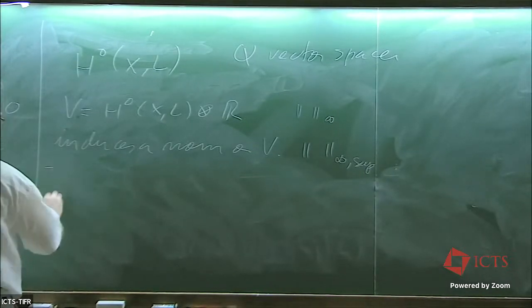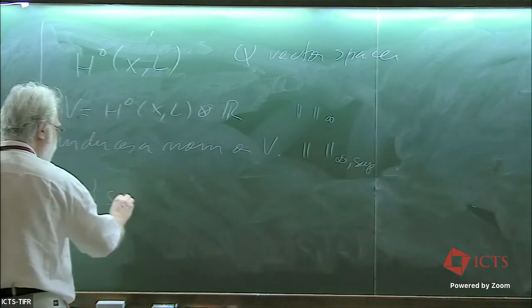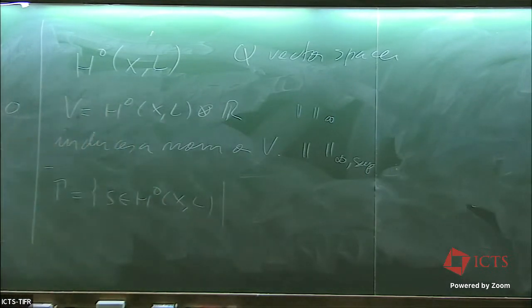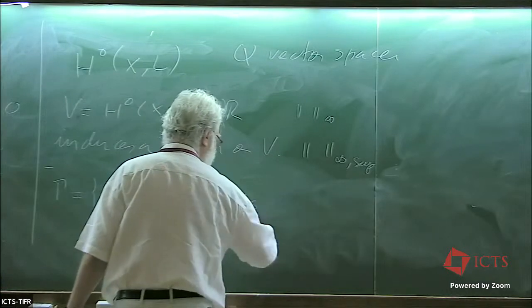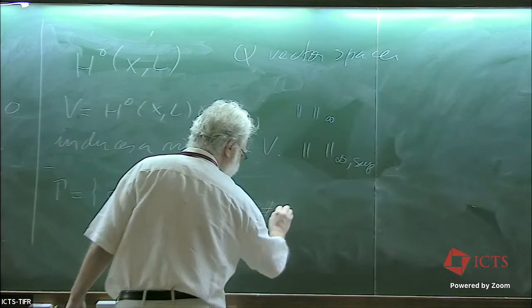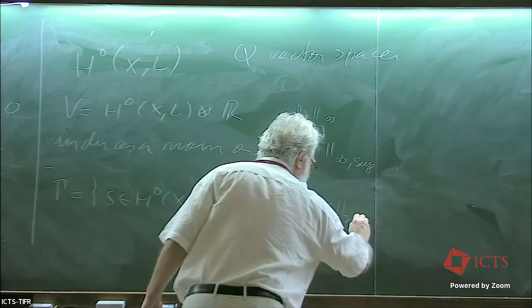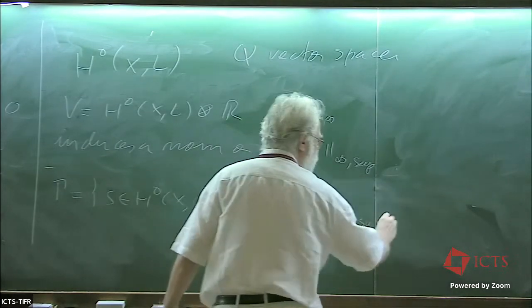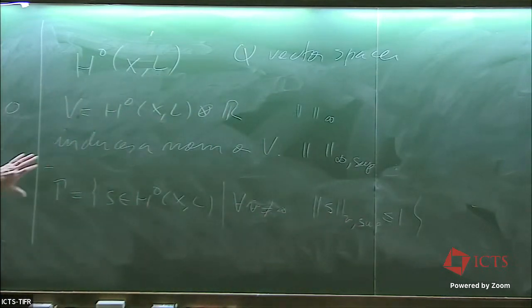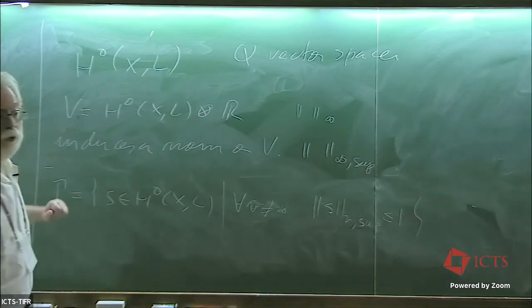And on the other hand, I have a lattice Gamma inside H0, which is defined as the sections S in H0 of X, L, such that for all places that are not the place at infinity, the sup norm of S is more or equal than one. Observe that if I have a model, this means that I am just looking at the sections over the model. Okay, and then this is a lattice on this vector space.